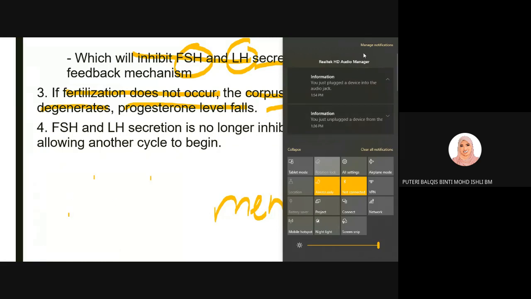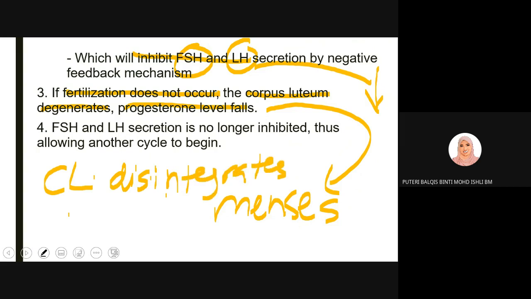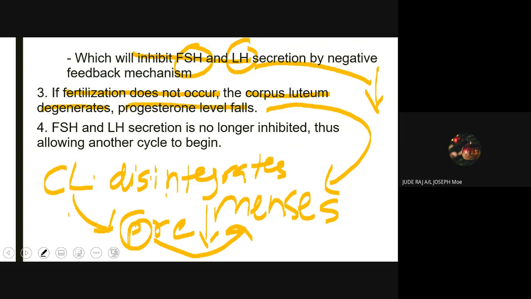Bila LH decrease maksudnya corpus luteum akan disintegrate. Corpus luteum disintegrate, progesterone and estrogen level decrease. Progesterone decrease, period. Boleh ke, Jude? Okay, madam. Okay, tak apa, nanti saya tunjuk lagi dalam chart tu.